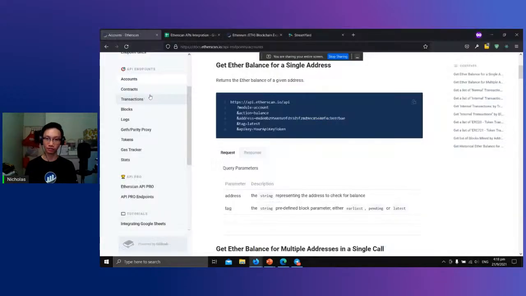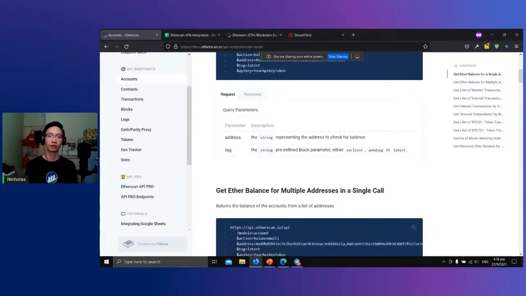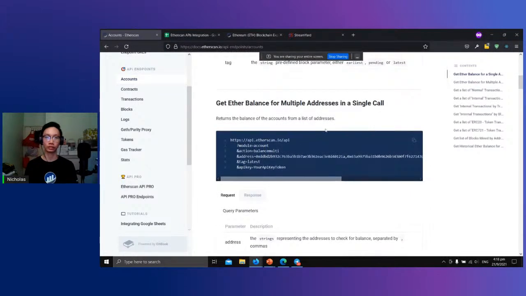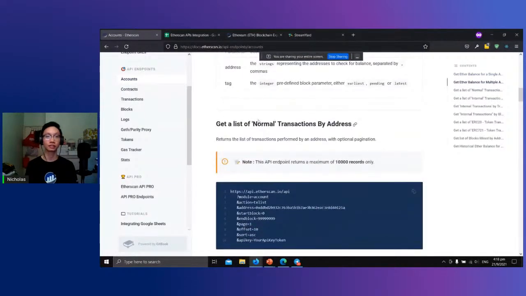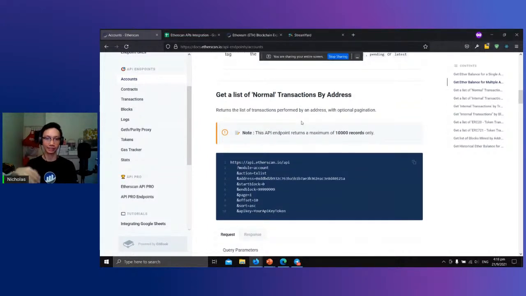Okay, so back to the docs. You'll see that we have other endpoints for the account section, such as getting ether balance for multiple addresses, so you can query a whole list of addresses from a single call. Then, get a list of normal transactions. And what we mean by normal transactions here is transactions that involve native ether.